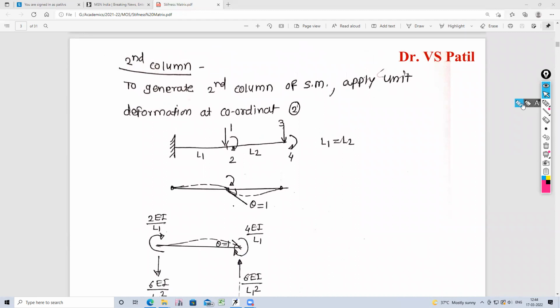First of all, to generate the second column of the stiffness matrix, apply unit deformation at coordinate 2. What is coordinate 2? Coordinate 2 is a moment. Here, this is the first part. Provide fixity, restraint here, then provide restraint here. First restrain both parts properly, and then apply a moment here. How to apply the moment? Clockwise, because our coordinate 2 is clockwise. Then the span will deform.